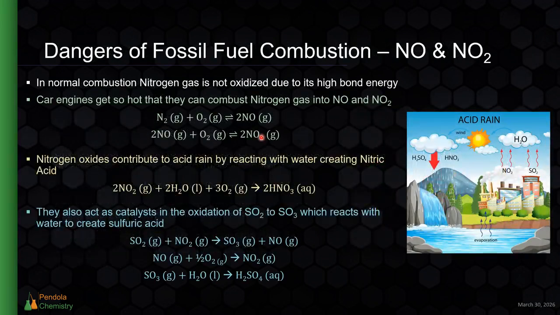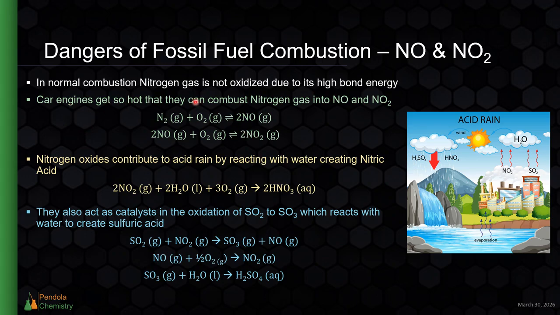So, what are some other dangers? We already discussed this, so I'm going to go over this briefly. But some other dangers of burning fossil fuels are the creation of nitrogen monoxide and nitrogen dioxide, which we discussed in the nitrogen chapter 13. In normal combustion, the nitrogen gas that's in the air is not oxidized because it has a very high bond energy, like we talked about in chapter 13.